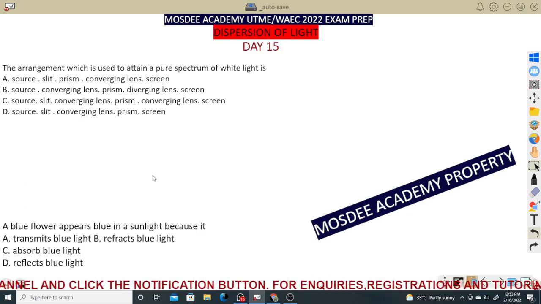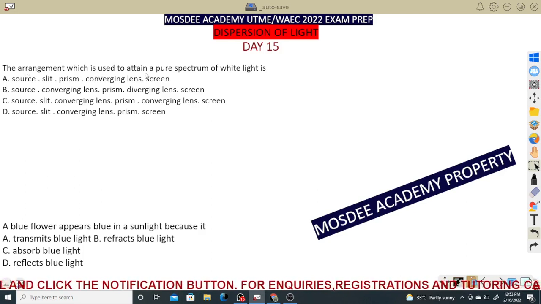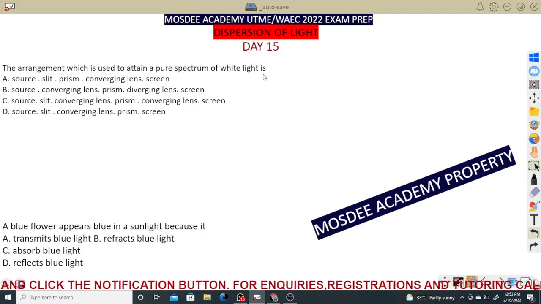Now, when the question is upside down, you understand what I mean? The object is up, the observer is flat. The arrangement in which displacement is given is used to obtain a pure spectrum of white light. I will tell you, although you may not see it in your text material. So that is why I'm here.